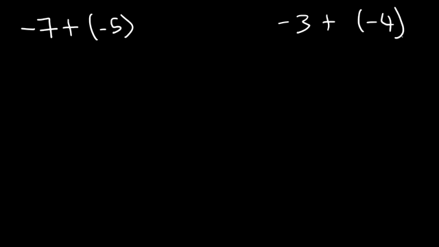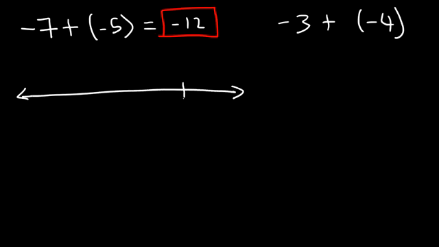So what is negative 7 plus negative 5? When you're adding two negative numbers, you're going to get a negative number as well. 7 plus 5 is 12. Negative 7 plus negative 5, that's going to be negative 12. But let's confirm it using a number line. So we're going to start with negative 7, and we're going to add negative 5 to it. If you're adding a negative number, you need to move towards the left. If you're adding a positive number, you need to travel towards the right. So let's travel 5 units to the left.